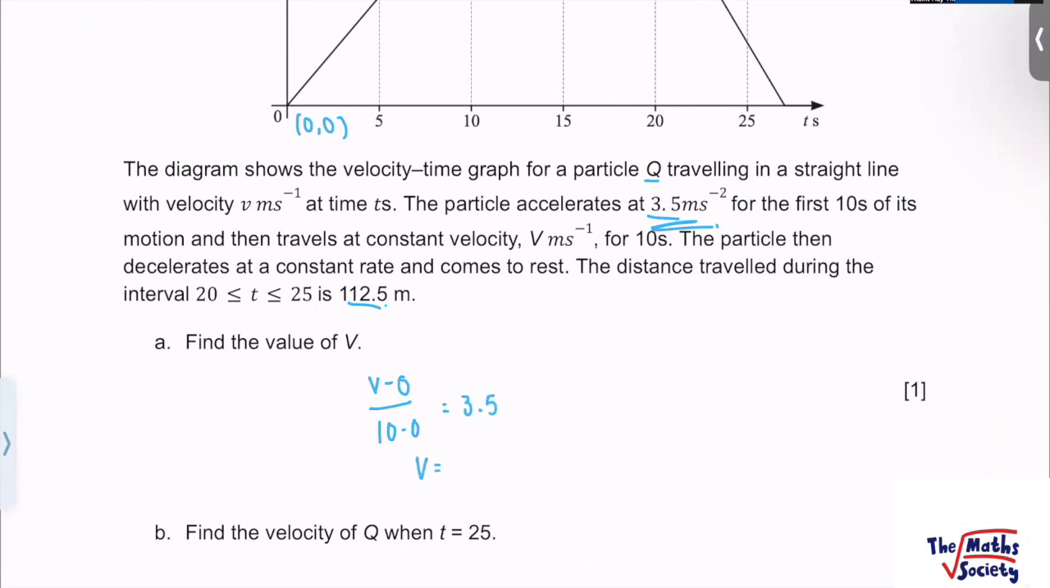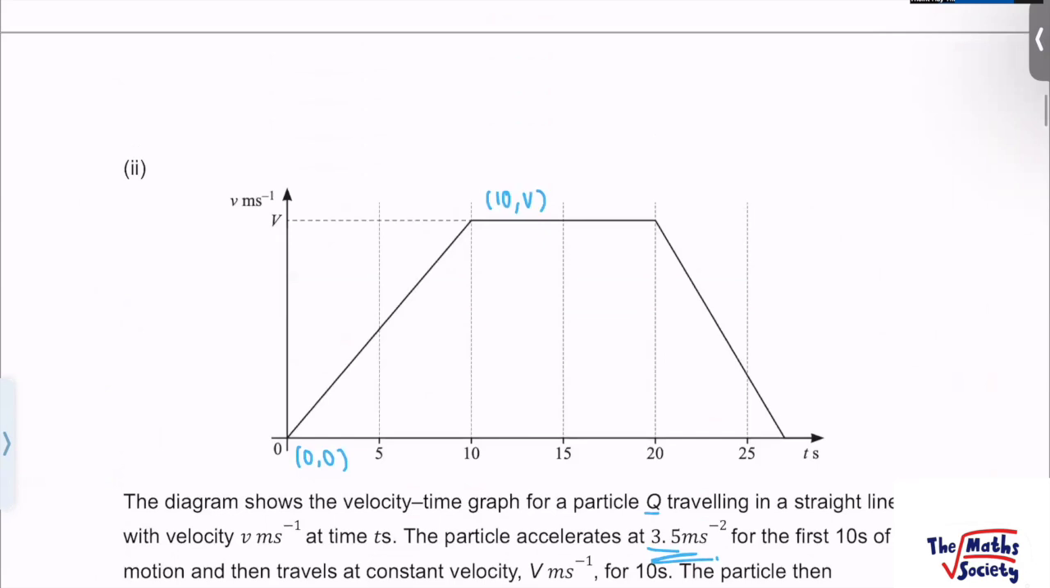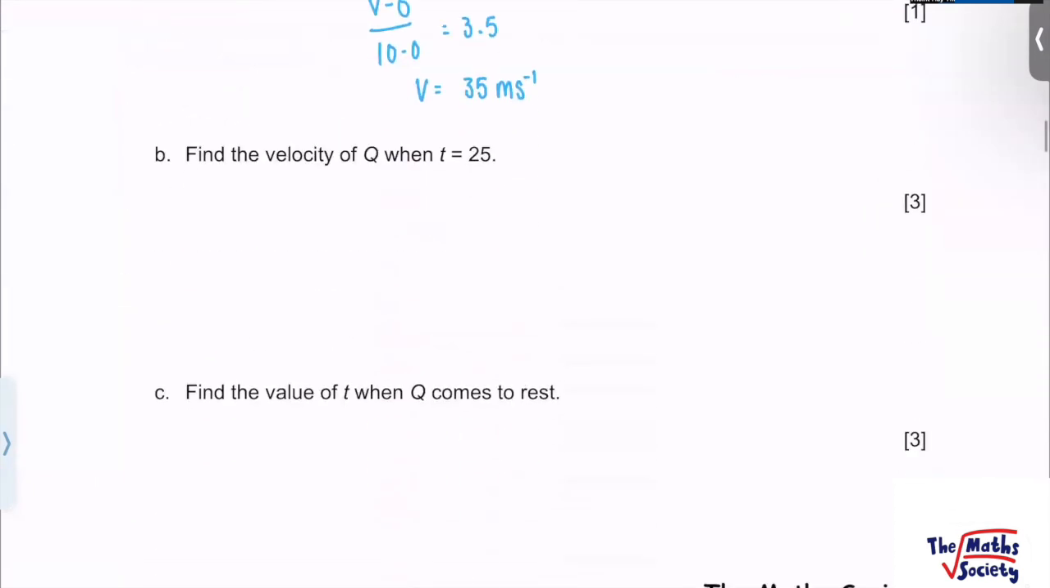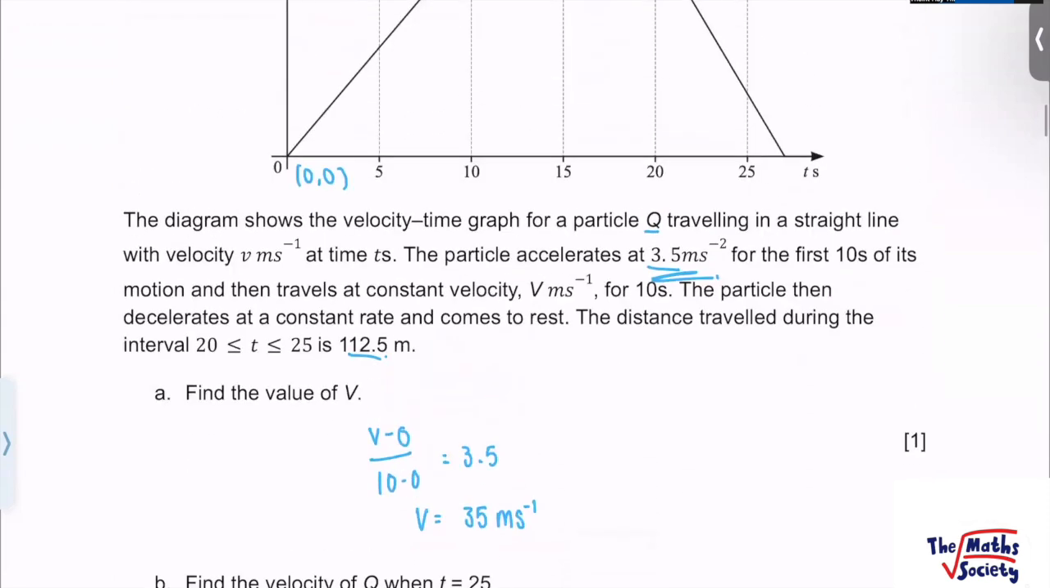So then v is just going to be equal to 35 meters per second. So we know that even here it is going to be 35, and this will be 35 as well. And then it says to find the velocity of Q when t is equal to 25. We need to find when t is equal to 25, right?